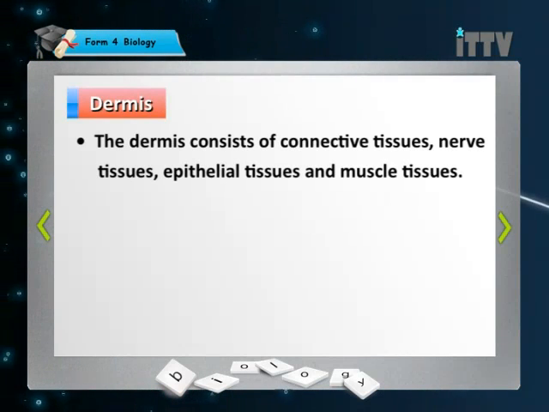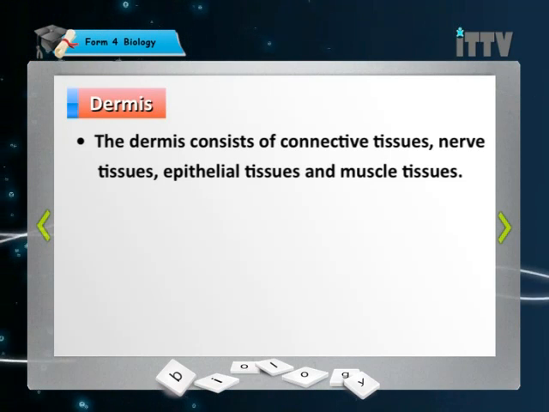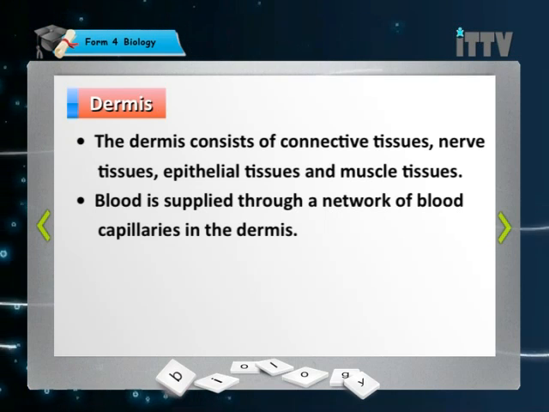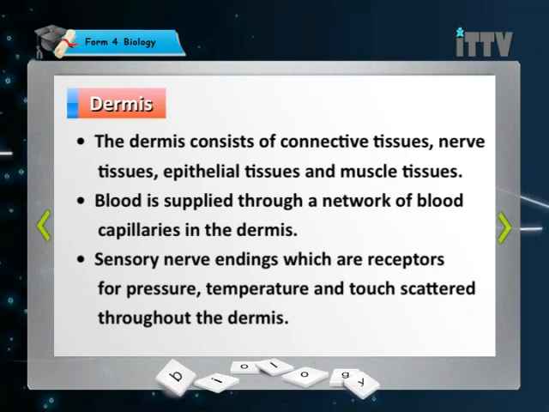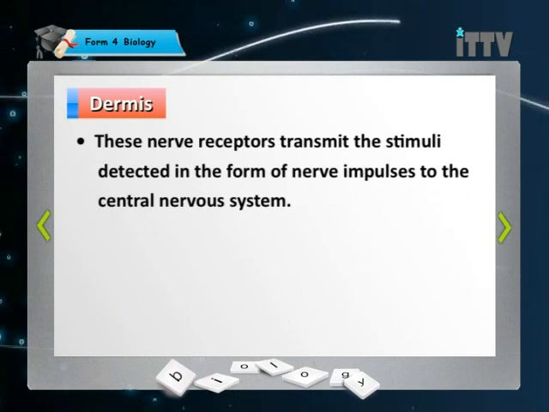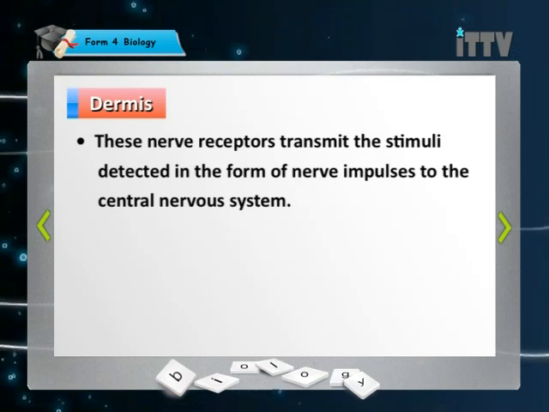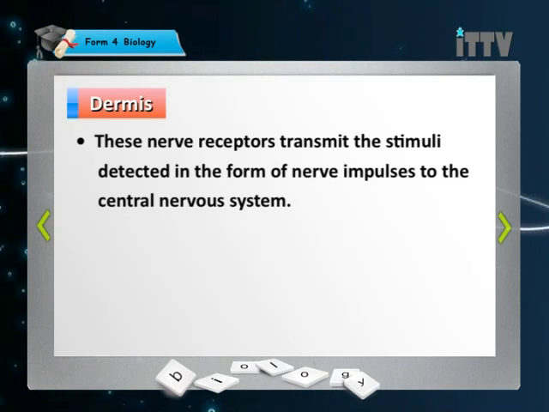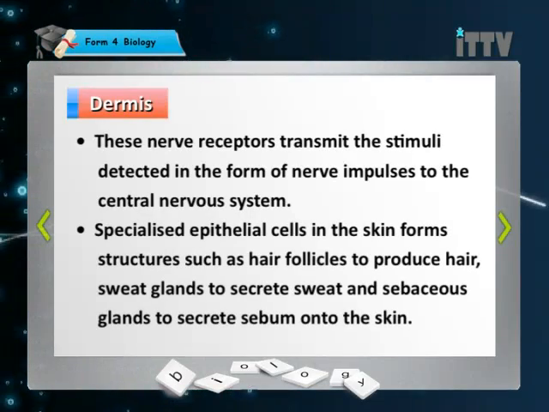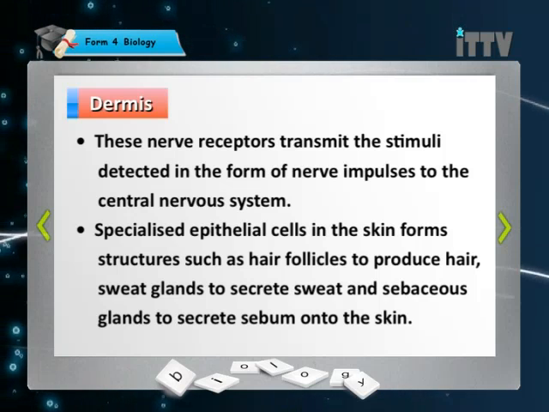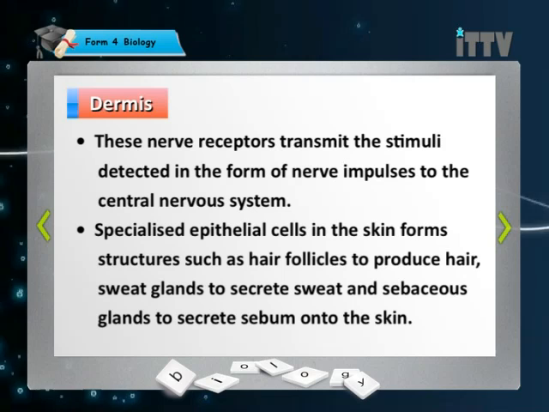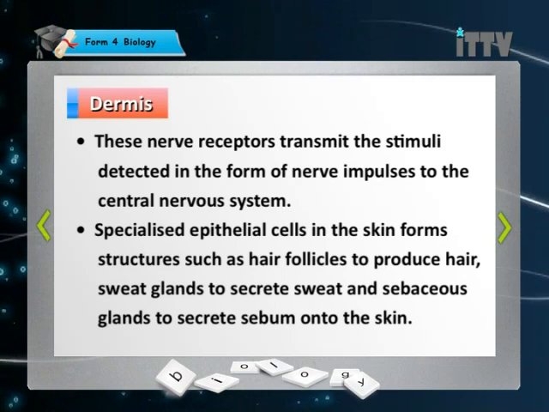The dermis consists of connective tissues, nerve tissues, epithelial tissues, and muscle tissue. Blood is supplied through a network of blood capillaries found in the dermis. The sensory nerve endings, which are receptors for pressure, temperature, and touch, are scattered throughout the dermis. These nerve receptors transmit the stimuli detected in the form of nerve impulses. Now students, nerve impulses are actually electrical charges, alright? Specialized epithelial cells in the skin form structures such as hair follicles to produce hair, sweat glands to secrete sweat, and sebaceous glands to secrete sebum onto the skin.